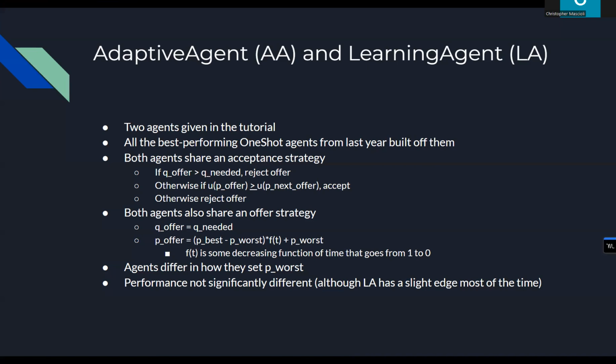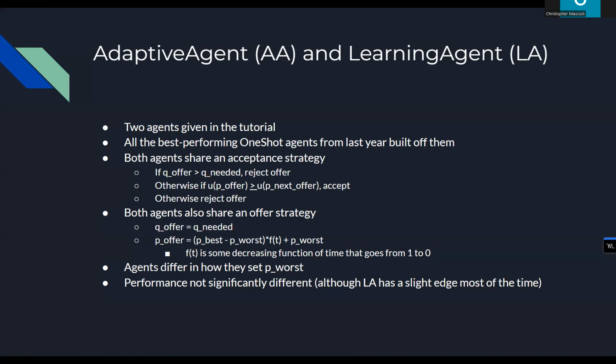Then if an agent gives AdaptiveAgent an agreement with a price of 16, let's say, AdaptiveAgent is going to change P worst to now be 16. So the worst they'll accept from any other negotiation is 16.